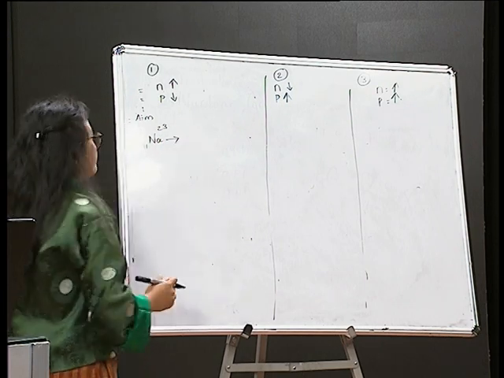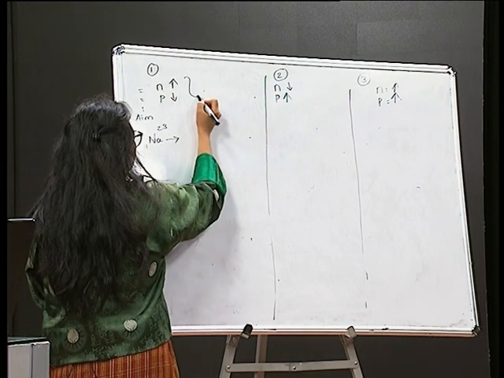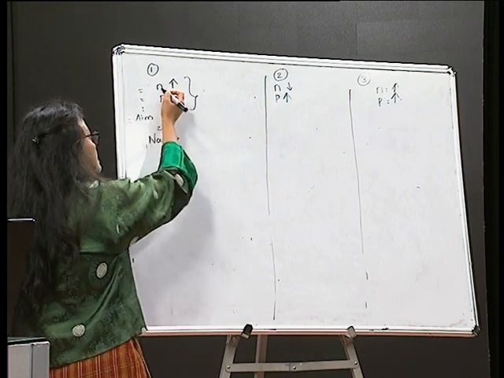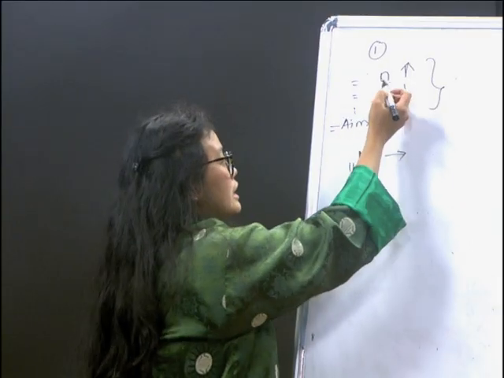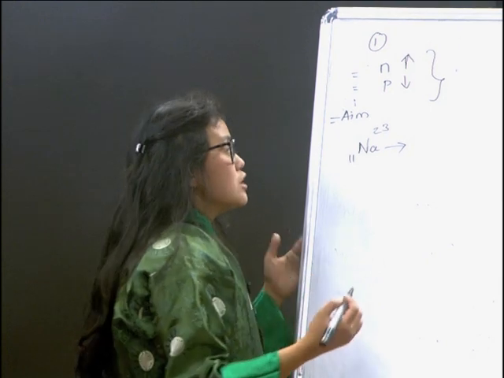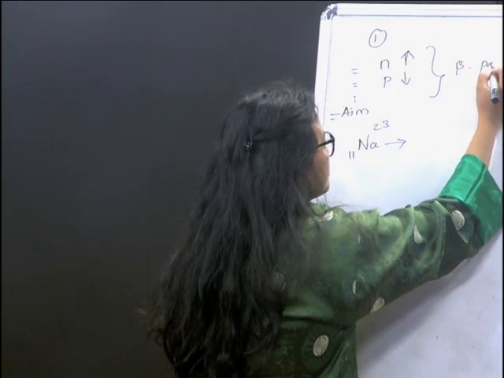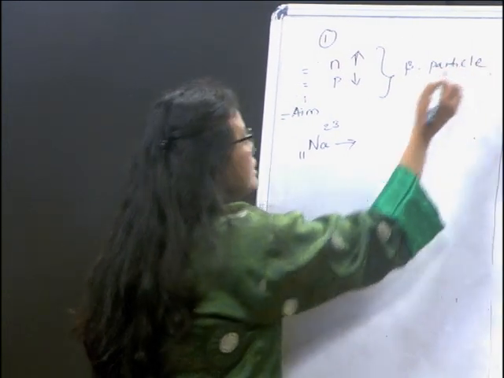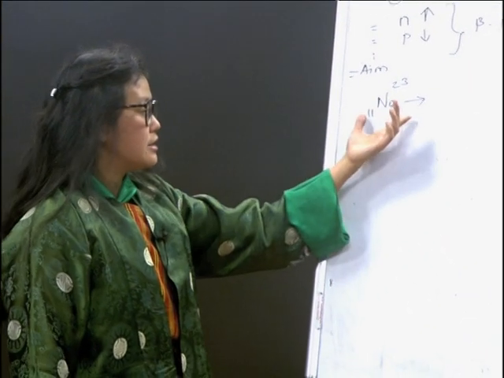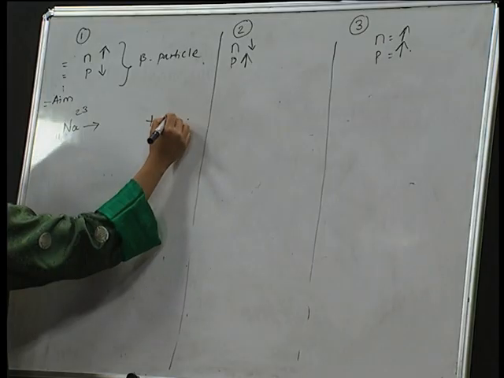This sodium, before this, when the element is present above the stability zone, they have more number of neutrons and fewer protons. So, what will happen? Beta particle will be emitted. Now, let's see this example. It will emit beta particle.